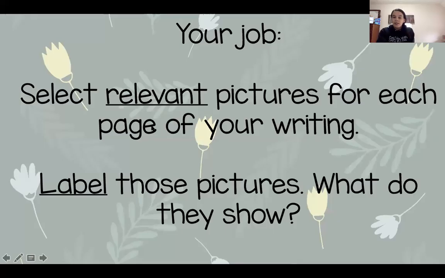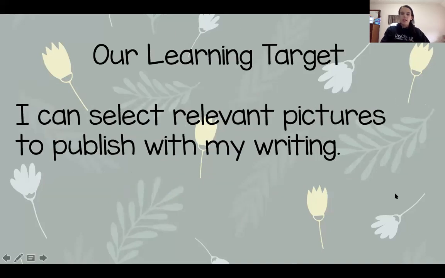Okay, so your job is to select relevant pictures for each page of your writing and then to label those pictures. What are they showing? What are you trying to show the reader, okay? And one more time, your learning target is I can select relevant pictures to publish with my writing. So your job is to do just that today, okay, friends? Remember that while you're working, you need to be focused and you need to have an adult with you if you're searching on the internet for images, okay?